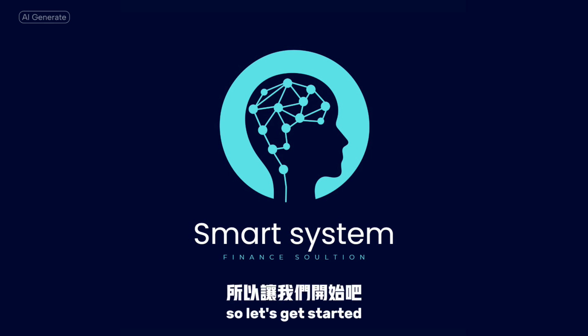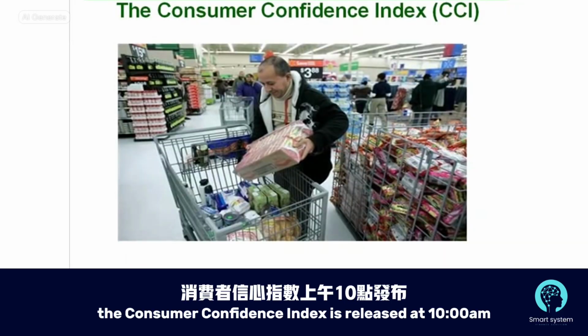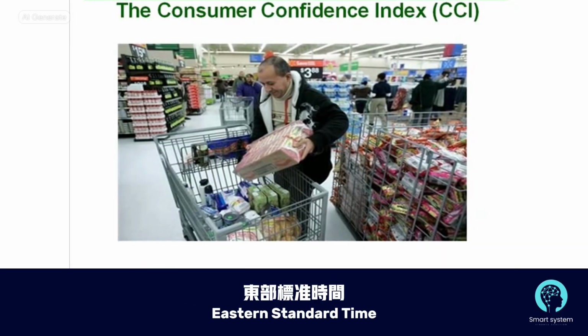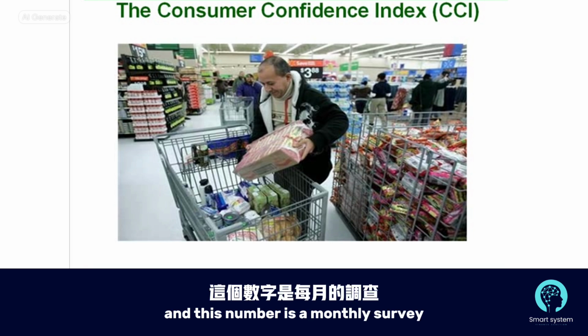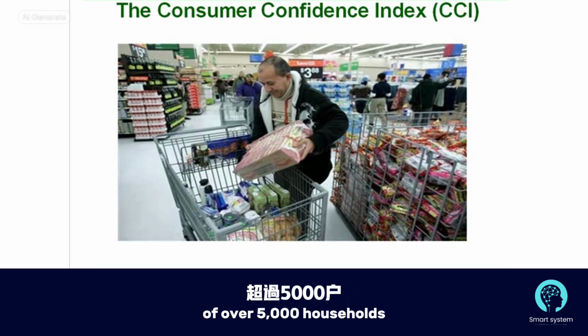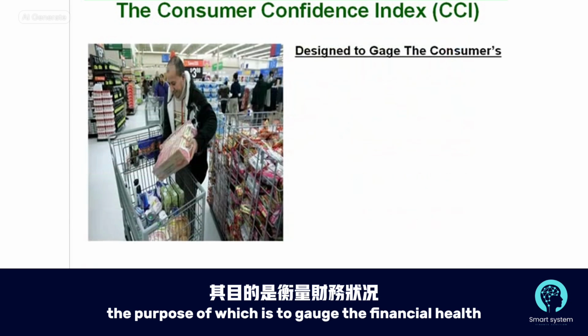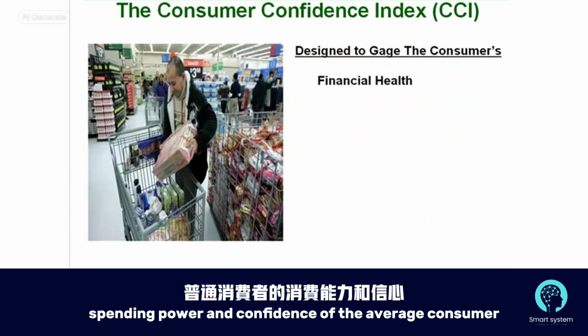So let's get started. The Consumer Confidence Index is released at 10 o'clock a.m. Eastern Standard Time on the last Tuesday of each month, and this number is a monthly survey of over 5,000 households, the purpose of which is to gauge the financial health, spending power and confidence of the average consumer.